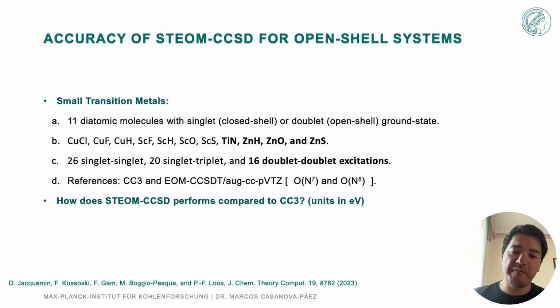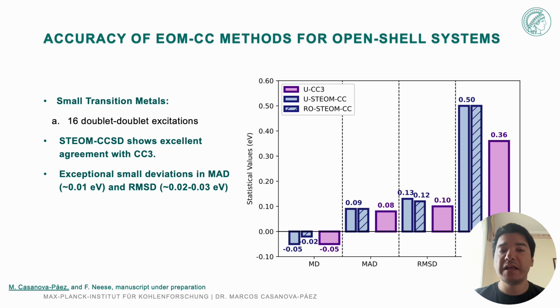As I mentioned previously, CC3 is actually an approximation to EOM CCSDT, and therefore we're going to use this one as the reference. However, pay attention to the scaling of this method, as it goes as n to the power of 8. So now the question is, how does the similarity transform perform compared to not EOM CCSD, but to CC3? And you can see the results here.